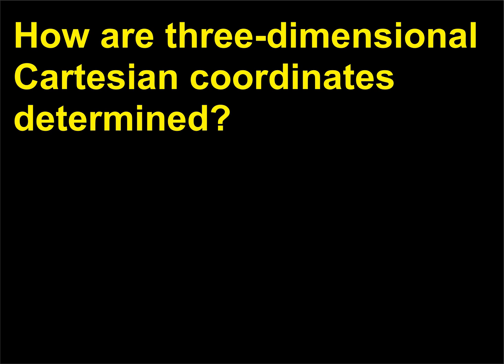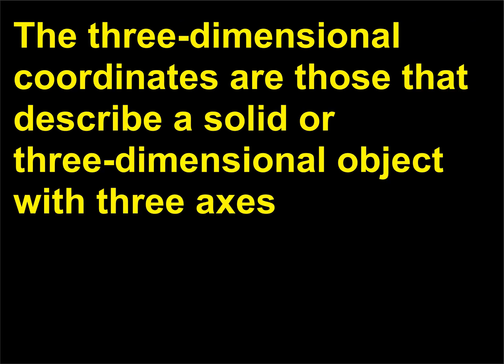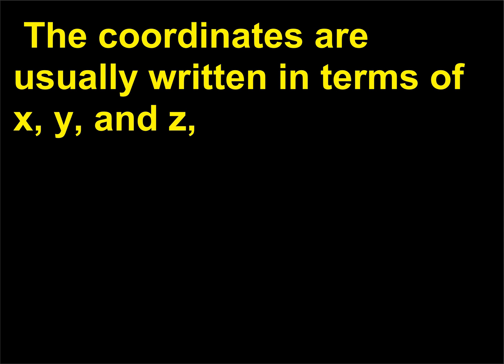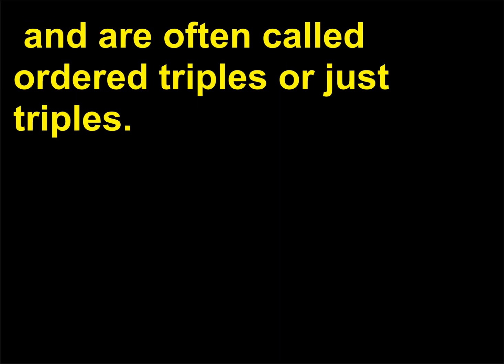How are three-dimensional Cartesian coordinates determined? The three-dimensional coordinates are those that describe a solid or three-dimensional object with 3 axes, or 3 planes: the usual 2 axes, as in the two-dimensional system, and an additional line. The coordinates are usually written in terms of x, y, and z, and are often called ordered triples or just triples.